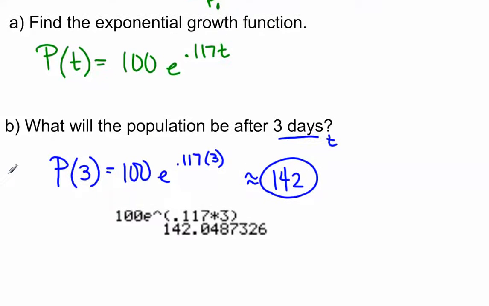Now, can we use that to make some predictions? We want to know what would the population be after 3 days. So our t is 3. We're just going to plug it in up here. Now, P of 3 equals 100 e raised to the 0.117 times 3.